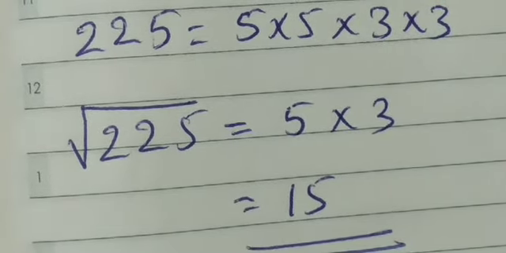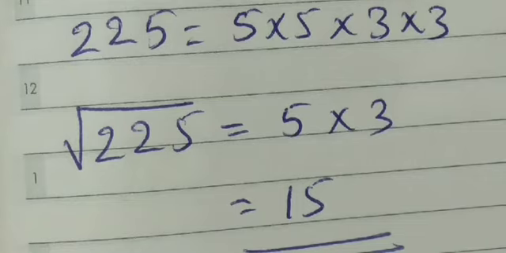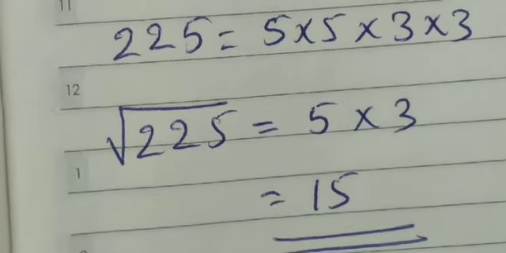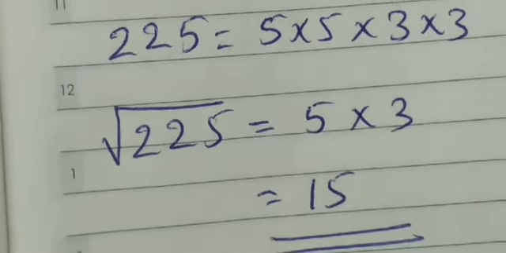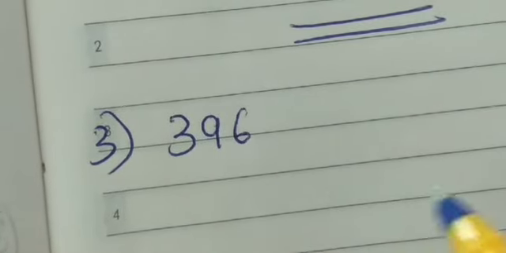So one more sum I will do for you, and then the 4th, 5th, 6th you will do as self practice. Okay, so now we go with the third one. Third is 396. Let's factorize 396. Here we go.